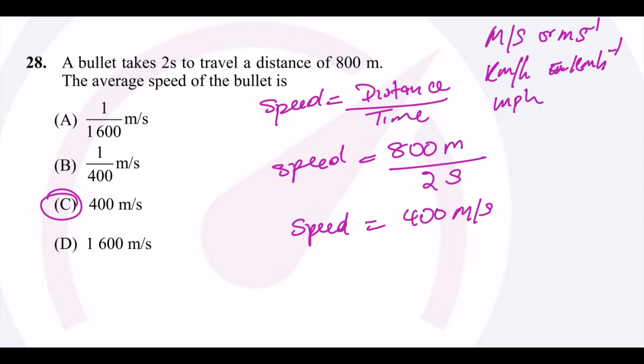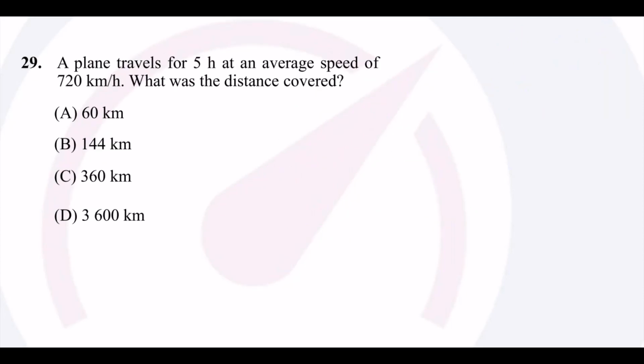Alright, question 29 now. A plane travels for 5 hours at an average speed of 720 kilometers per hour. What was the distance covered? Let's write what we have here. So we have the time and we have the speed. What is the distance covered? So we know that speed is equal to distance over time.